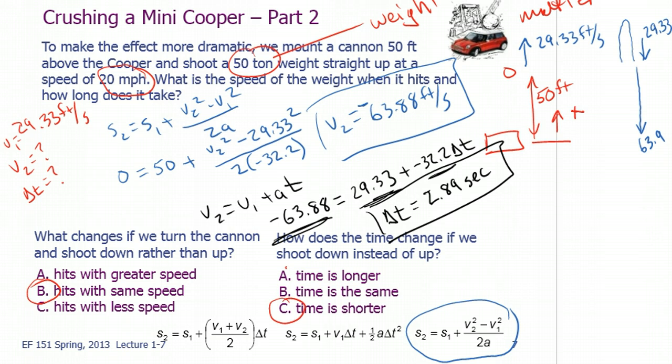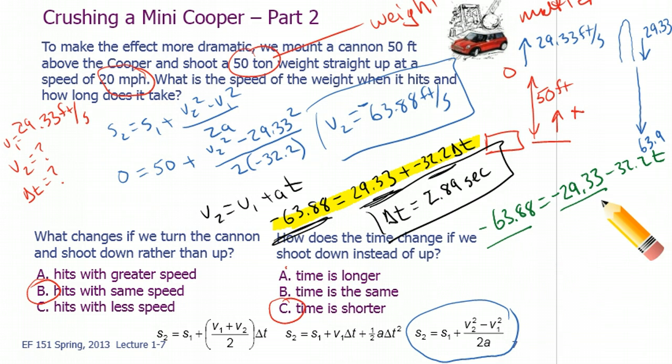We can calculate the time it takes going down from this equation right here. What changes is we would have a minus 63.88, and our initial velocity is now minus. So again, being very careful with the signs: downward initial velocity, downward final velocity, downward acceleration.